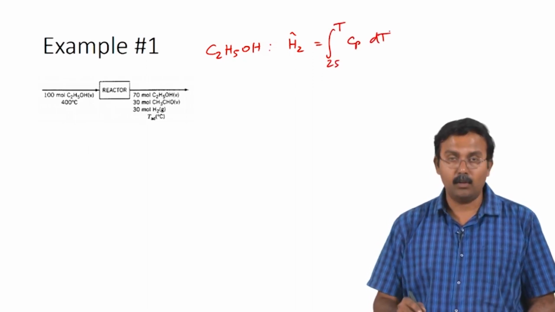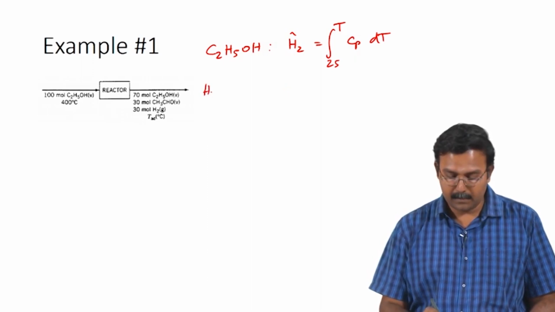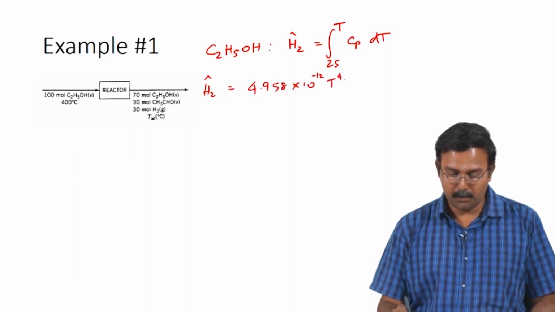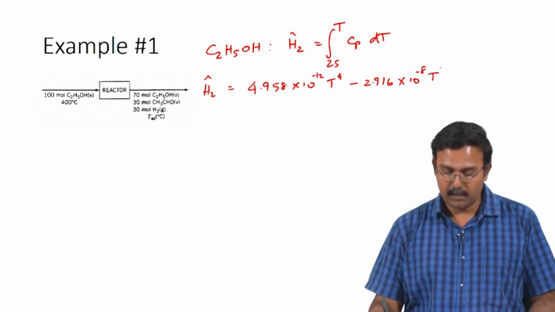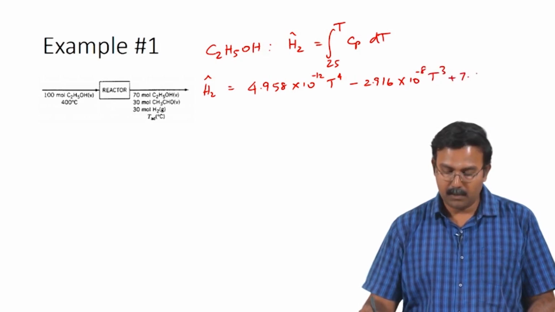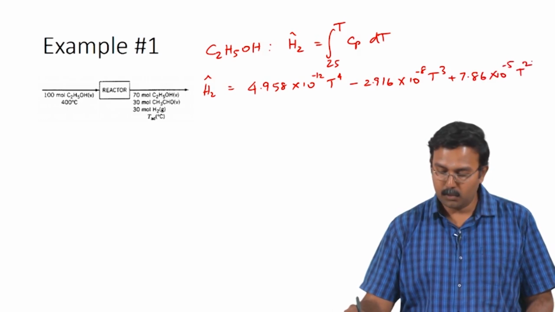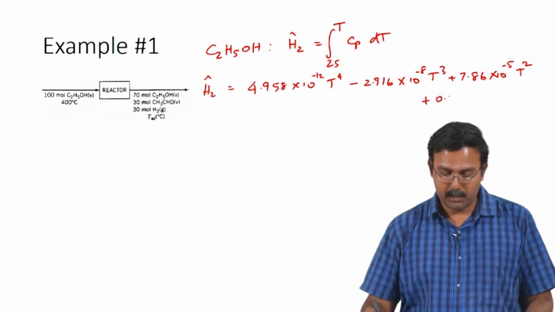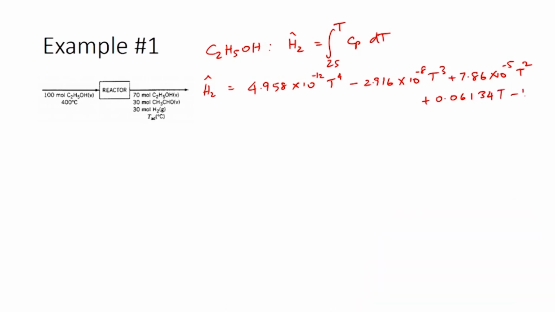So, using the Cp of ethanol vapor, you would be able to integrate this and get the value for H2 cap. H2 cap would be equal to 4.958 times 10 power minus 12 T power 4 minus 2.916 times 10 power minus 8 T power 3 plus 7.86 times 10 power minus 5 times T squared plus 0.06134 times T minus 1.582. So, this is H2 cap.